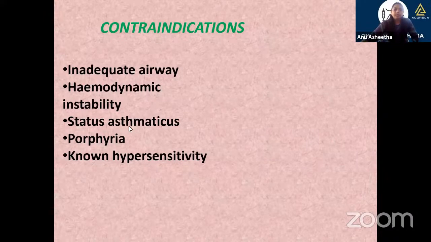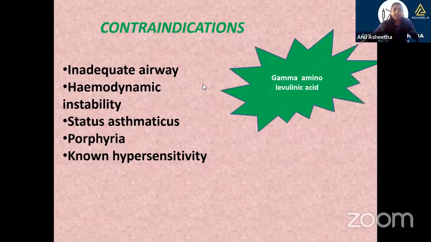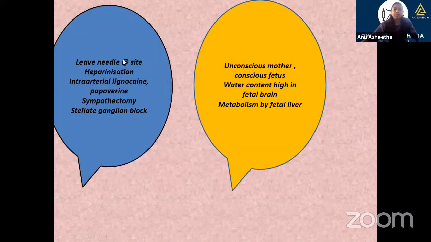In status asthmaticus patients, it is completely contraindicated for fear of bronchospasm and laryngospasm. Porphyria: gamma-aminolevulinic acid synthase is responsible for the exacerbation of the porphyrins. Hypersensitivity reactions also. Then, what to do if you accidentally inject it intraarterially? You have to leave the needle in place, heparinize, and give lignocaine intraarterially or papaverine at a dose of 40 mg. Sympathectomy can be done by stellate ganglion block. Median nerve block can also be done.